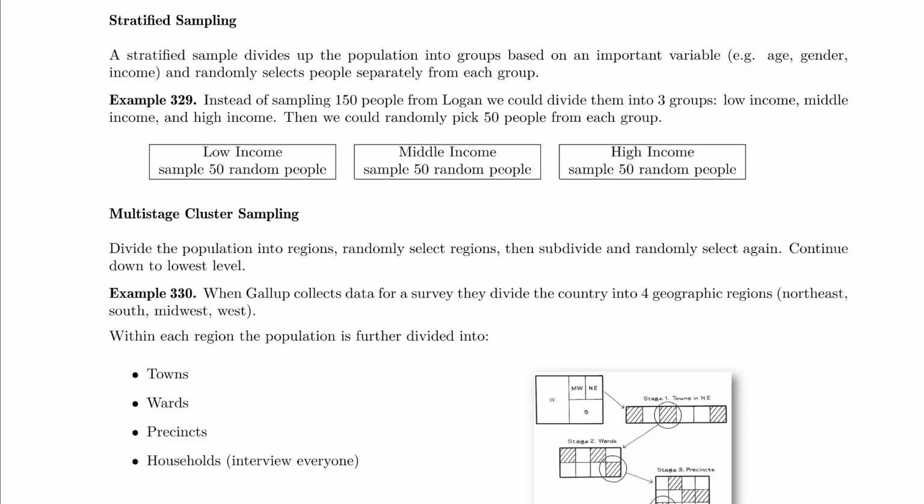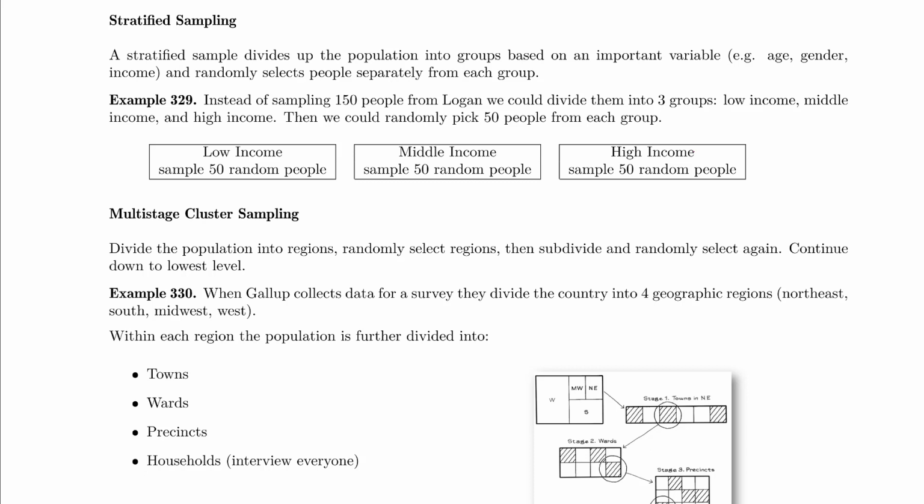The reason you would do this stratified sample is you're saying, okay, I want to make sure that each of these groups is adequately represented. I don't want to just, by bad luck, get all low-income people or all high-income people. I want to make sure it's fair across the 3 groups, but then you still need to randomly sample within each group. So that's stratified sampling.